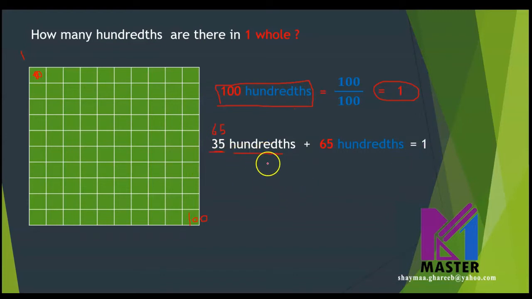Now let's write them as decimals. 35 hundredths as a decimal number will be 0.35 and 65 hundredths as a decimal will be 0.65. And again, remember these two digits together, the digits in the hundredths place, add up to 10, and the digits in the tenth place add up to 9. Is this clear?